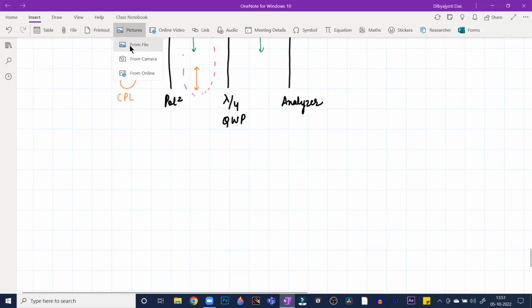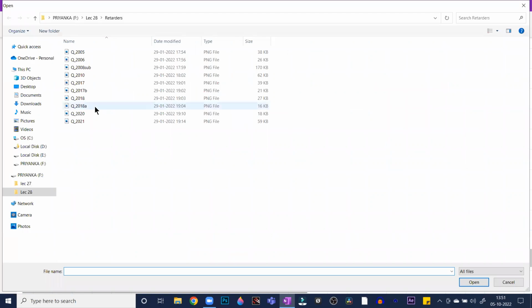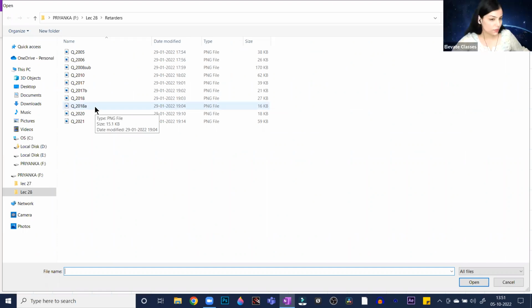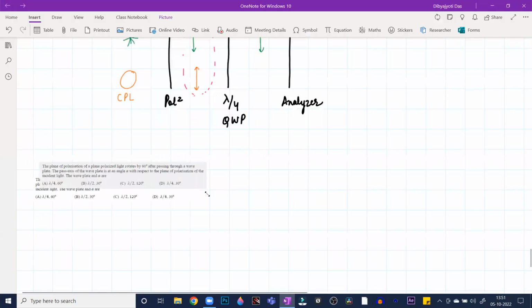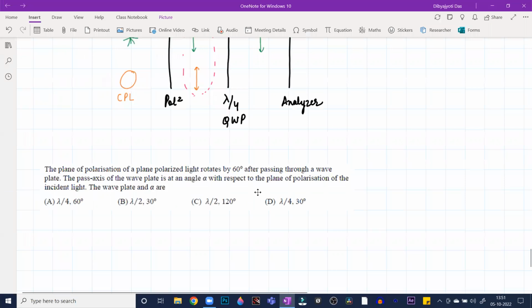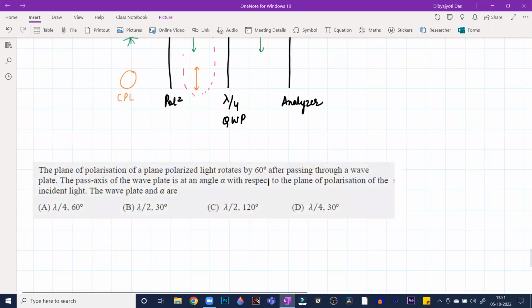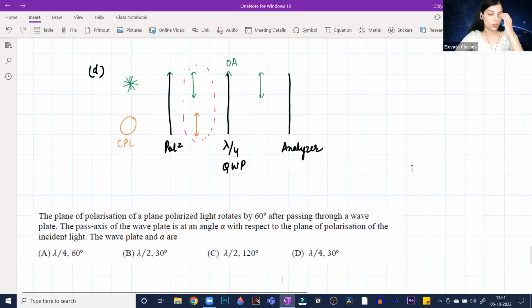Ma'am, the polarizer does nothing to circularly polarized light, right ma'am? Like, it remains circularly polarized light only. Then how can you say they are the same? Why would it remain a circularly polarized light? Because, I mean, it's constantly moving. But the polarizer is only oriented in one direction.